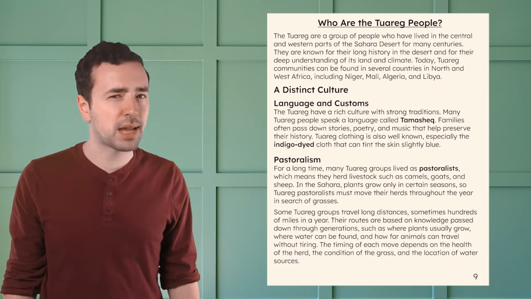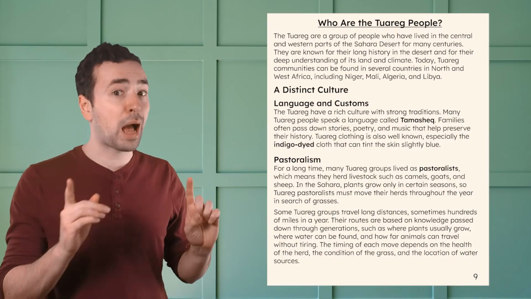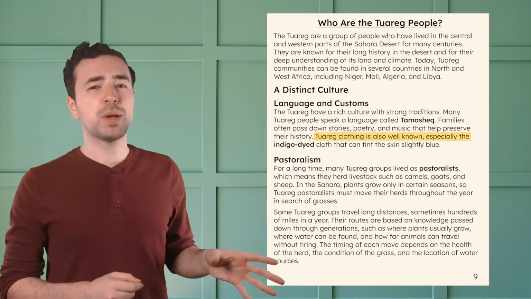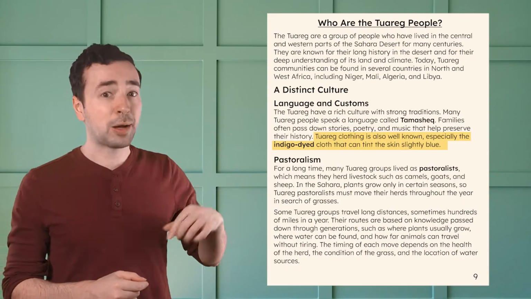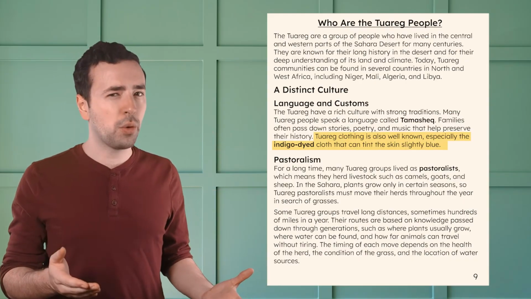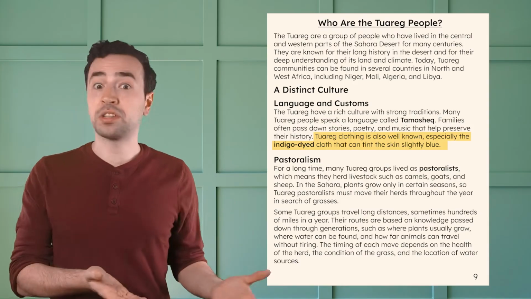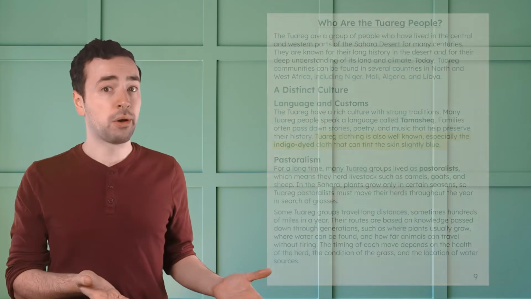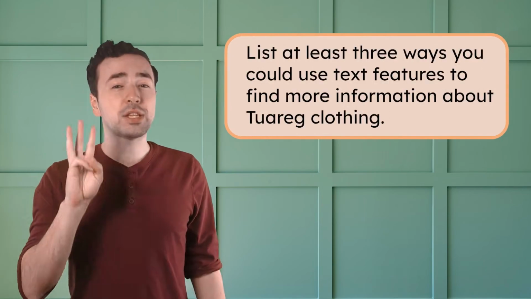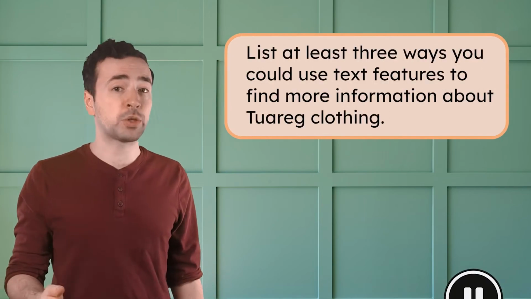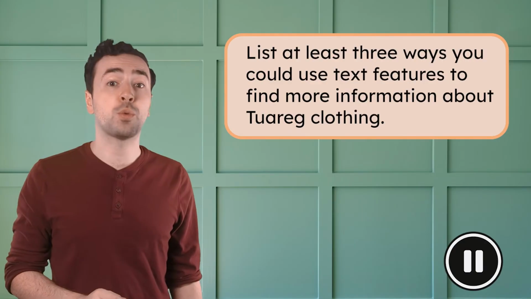But they didn't stop me from noticing something interesting that I wasn't looking for. As we were reading this page, this detail about Tuareg clothing being dyed with indigo really caught my eye. Why indigo? Is it important to their culture? I'd love to learn more. In your guided notes, list at least 3 different ways we could use text features to find more information about Tuareg clothing.